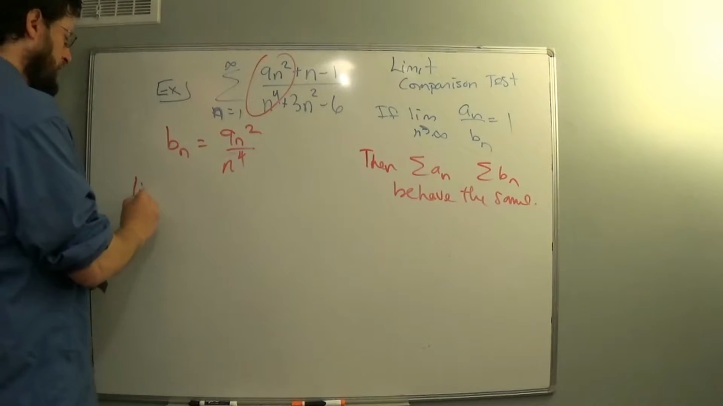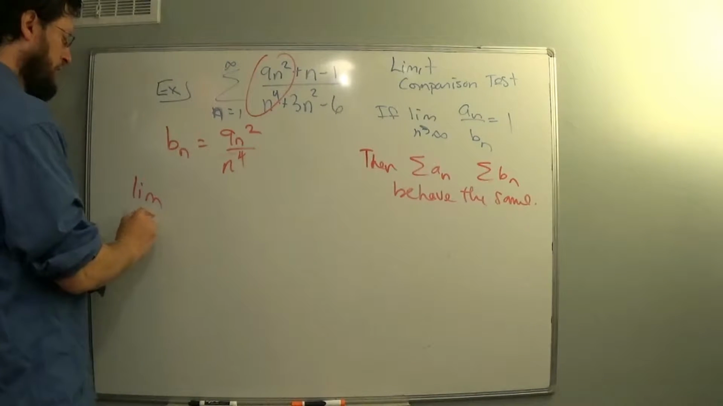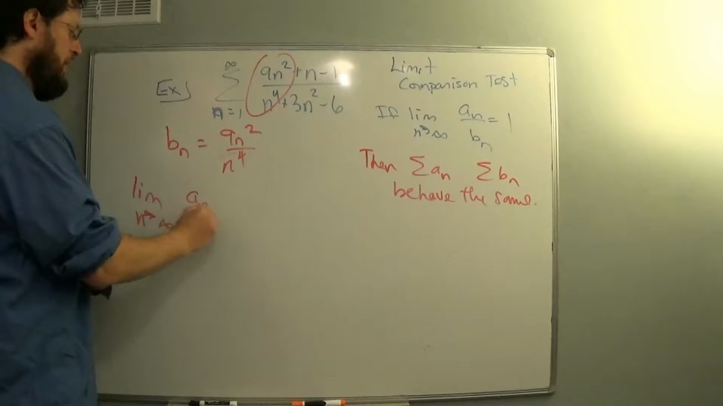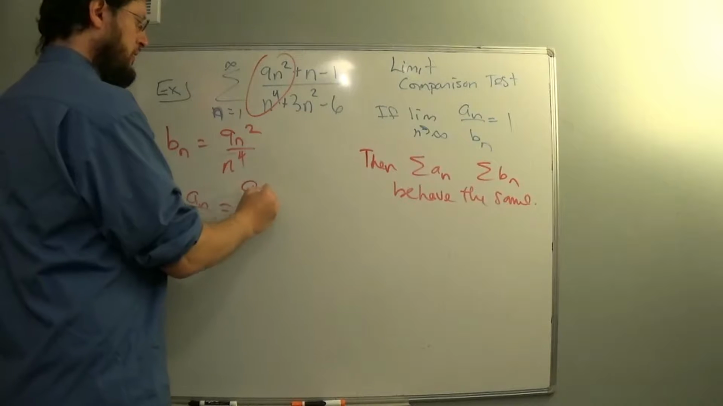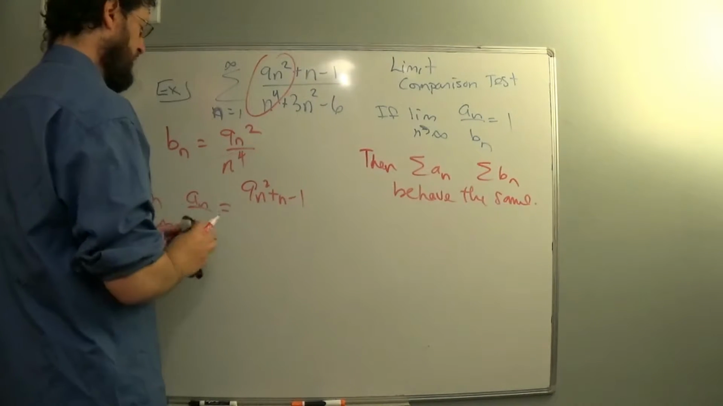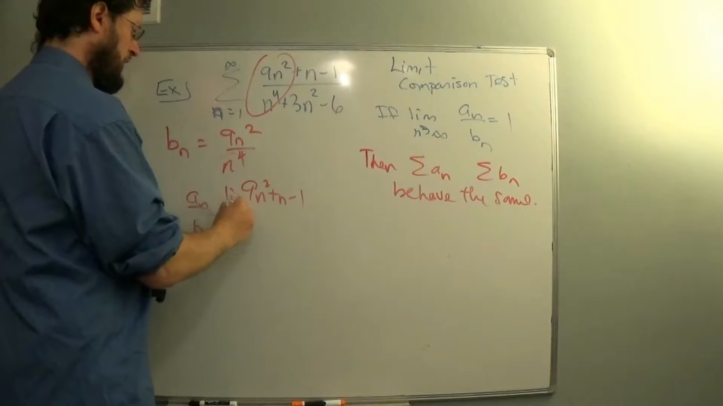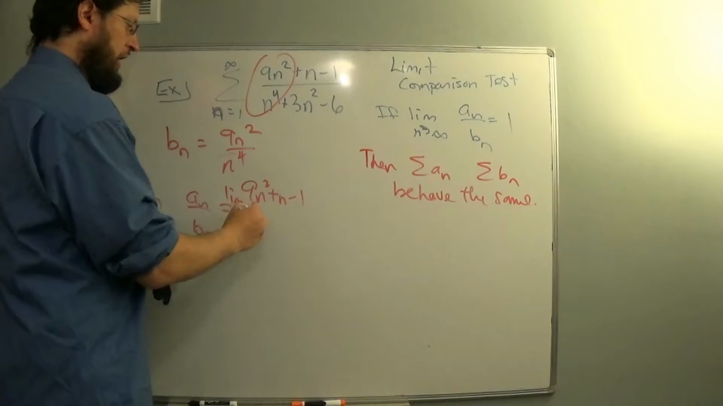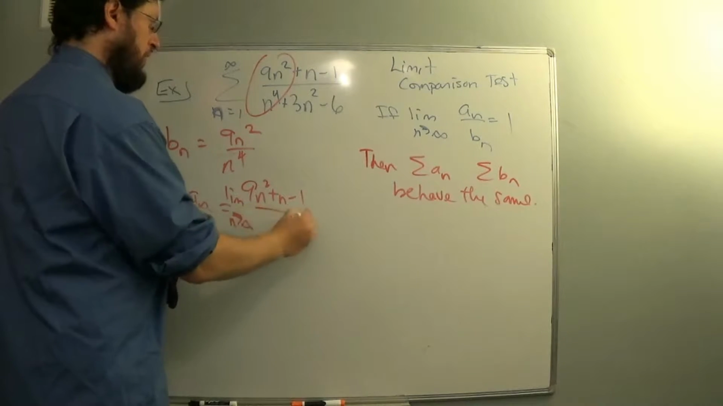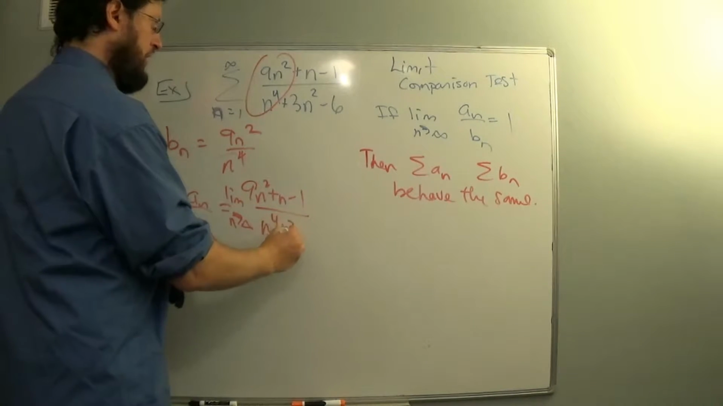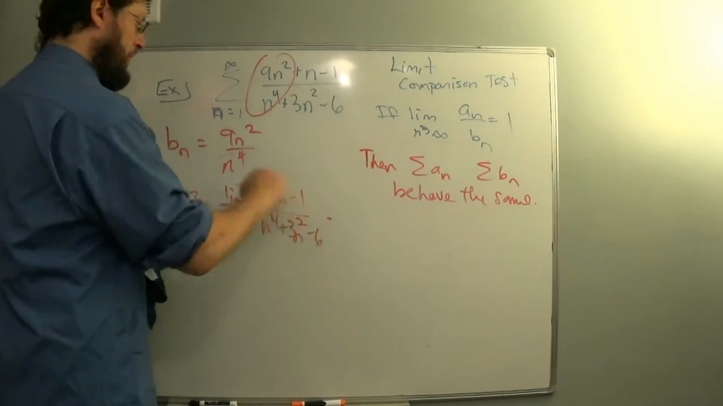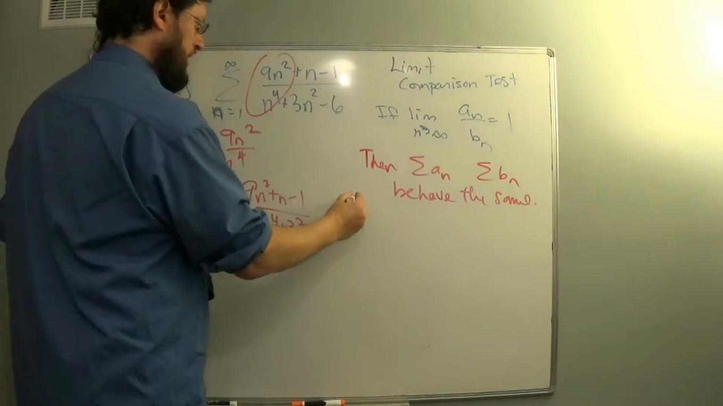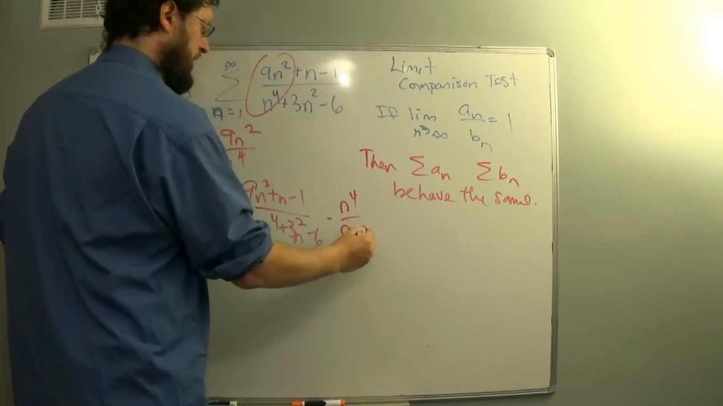In that case, the limit as n goes to infinity of an over bn is the limit as n goes to infinity of 9n squared plus n minus 1 over n to the fourth plus 3n squared minus 6. Then divided by bn means multiplied by the reciprocal of bn, so that's n to the fourth over 9n squared.